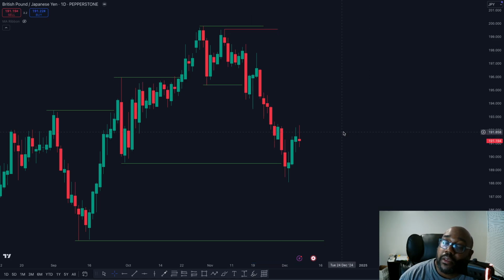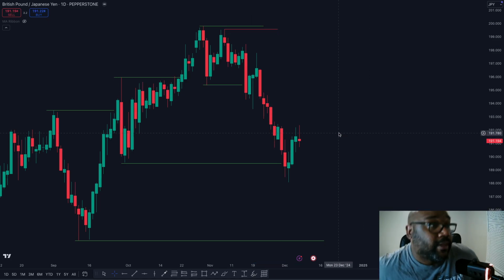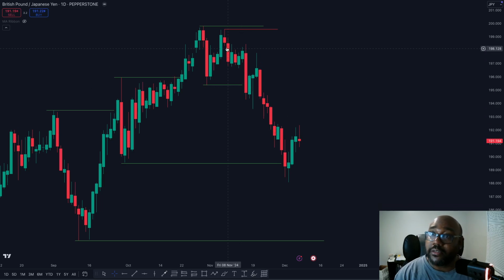Boom. Oh, I get to use the red joint. Okay. So we failed to make the high. We come down. We don't care about any of these lows right here, internal structure that doesn't mean nothing on this time frame. We care about this. It breaks and goes lower, and it makes a lower high.